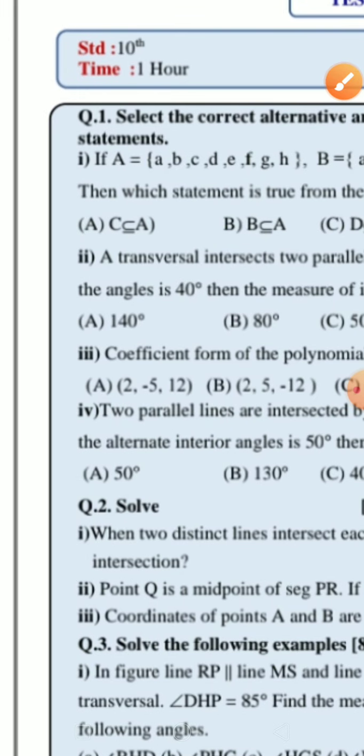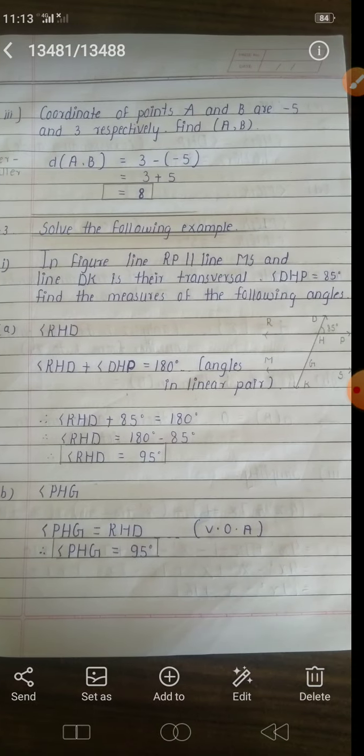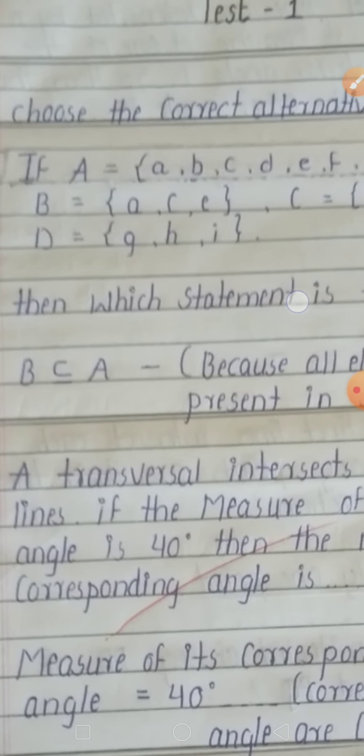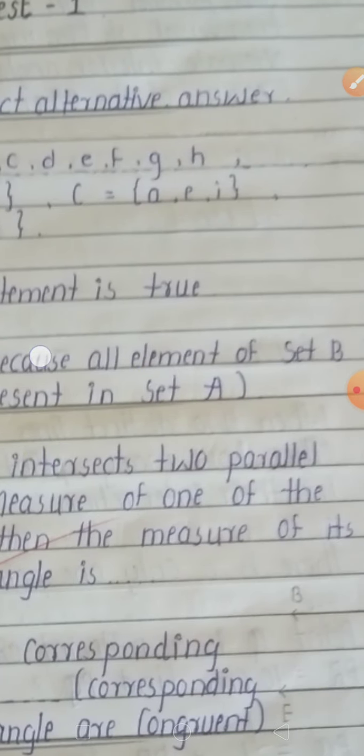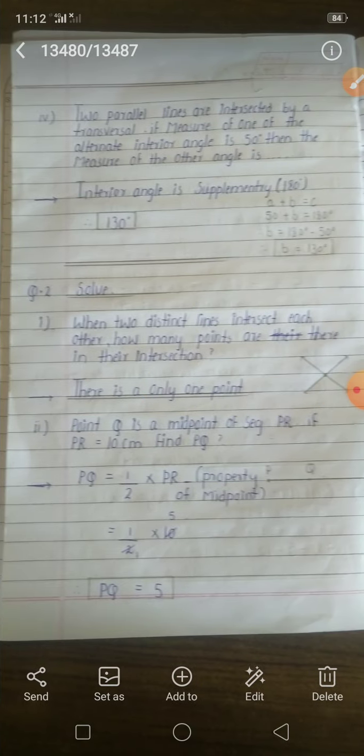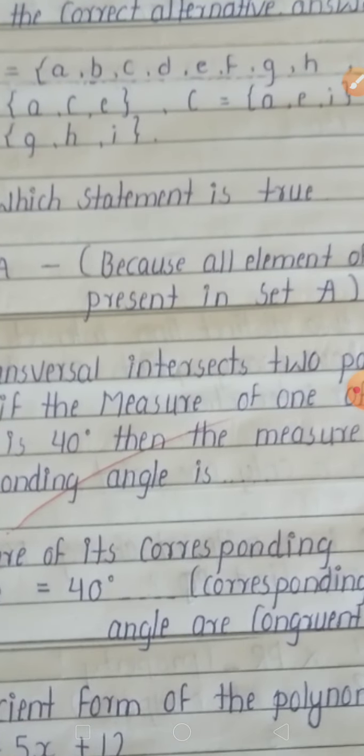So see there, solve this example in this paper. A is equal to a set, B is equal to a set, then which statement is true? B is a subset of A, because all elements of set B are present in set A.